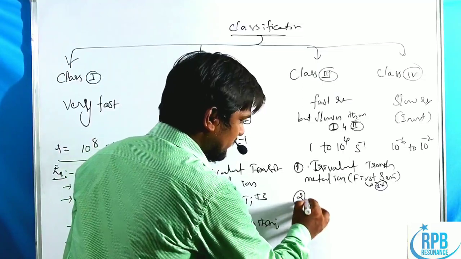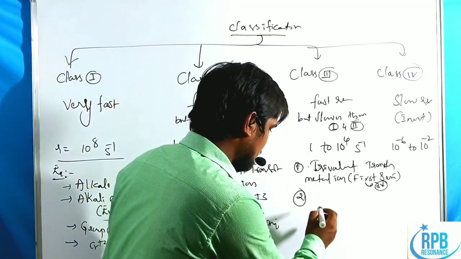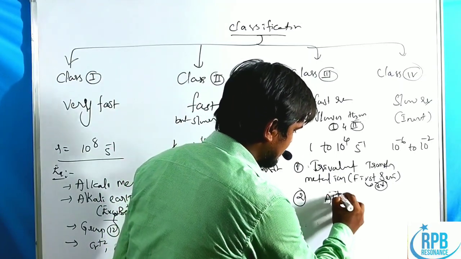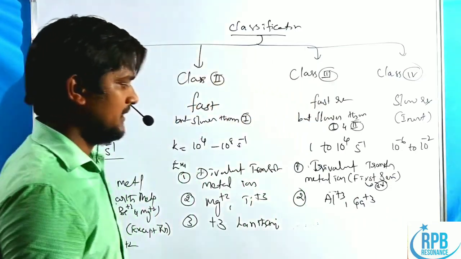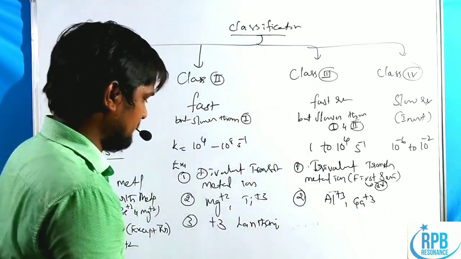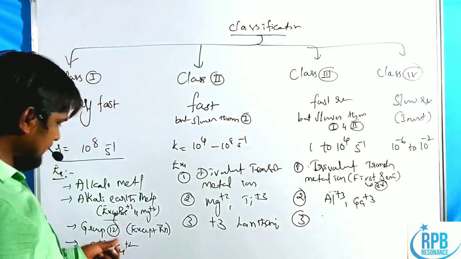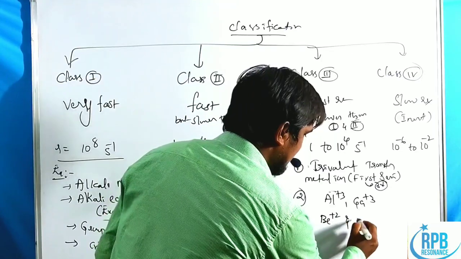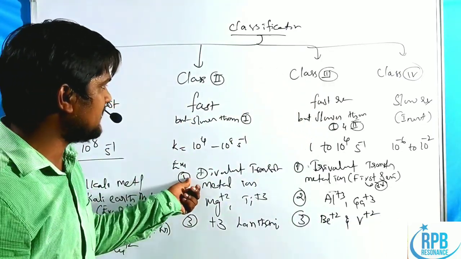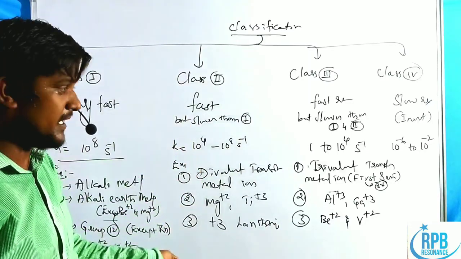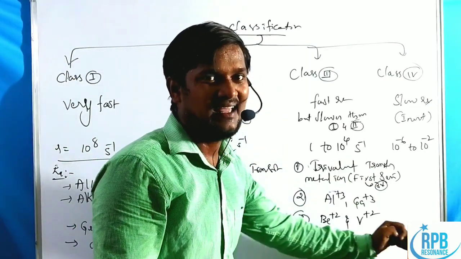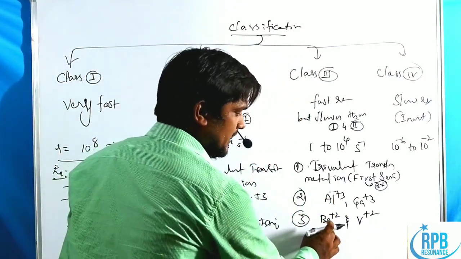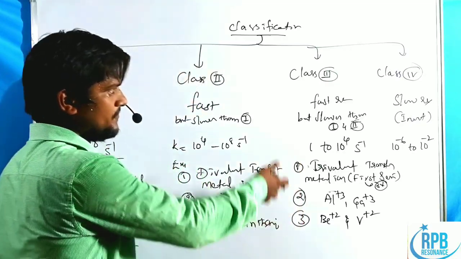Now the second example: aluminium plus 3 and gallium plus 3 show the plus 3 category. The third one has exceptional elements, beryllium plus 2 and vanadium plus 2. Generally divalent cations show the class 2 category, but vanadium plus 2 shows a much lesser water exchange property. That's why it is present here. So beryllium plus 2 and vanadium plus 2, these three examples are class 3.